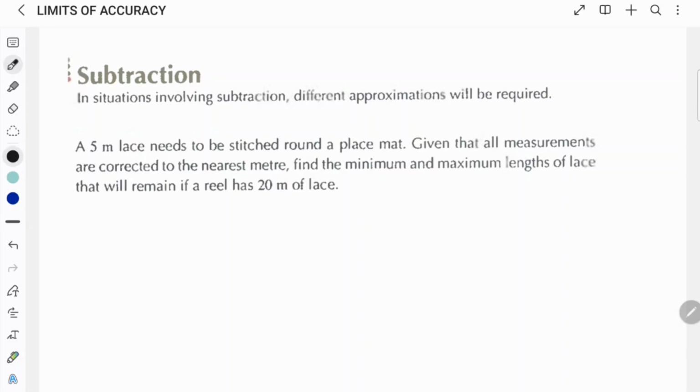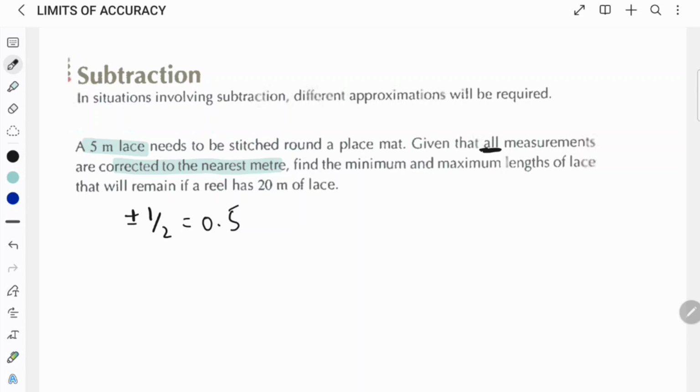Let's solve a subtraction question. In situations involving subtraction, a different approximation will be required, and I've already told you how to do it. The question is: a 5-meter lace needs to be stitched around a placemat. Given that all the measurements are corrected to the nearest meter. Nearest meter means plus minus 1 upon 2, that is 0.5. So for the upper and lower bound, you add and subtract 0.5. Keep that in mind.